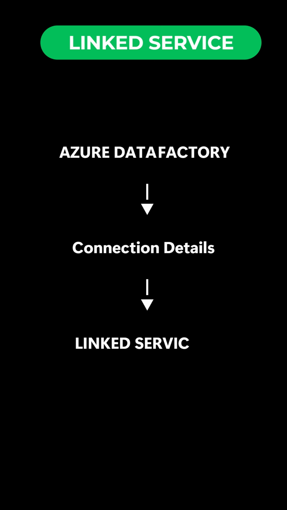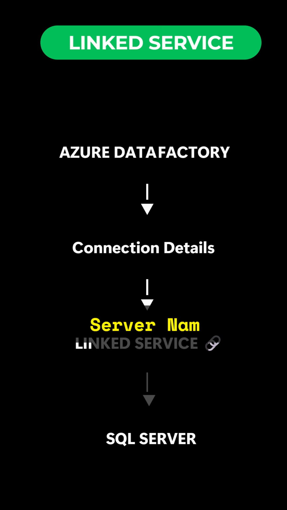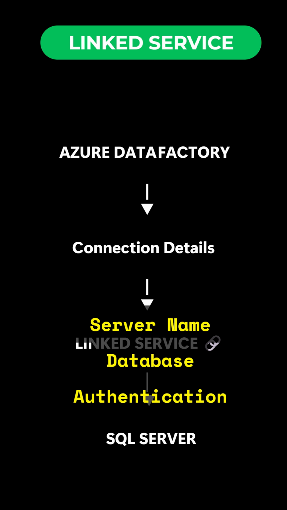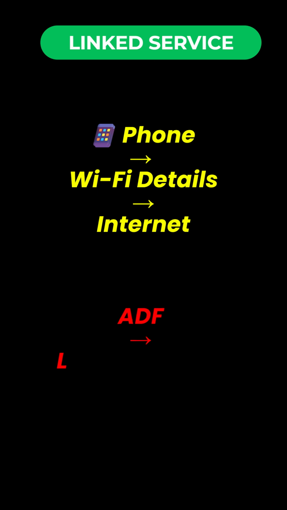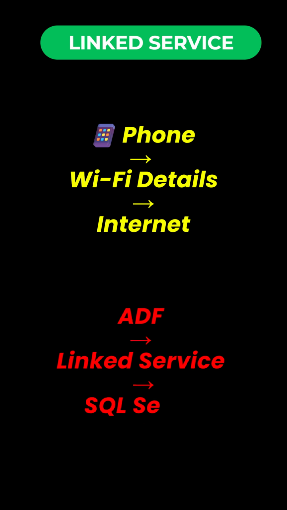A linked service in Azure Data Factory contains the connection information required to connect to an external data store or a compute resource. For example, when connecting to SQL Server, the linked service can contain details such as the server, database, and authentication method. Think of it like connecting your phone to a Wi-Fi network. Before your phone can access the internet, it needs the correct connection details. In the same way, before Azure Data Factory can access a data source, it needs the connection information provided through a linked service.